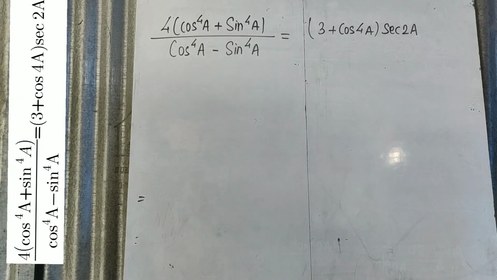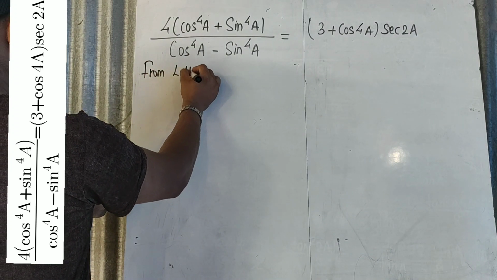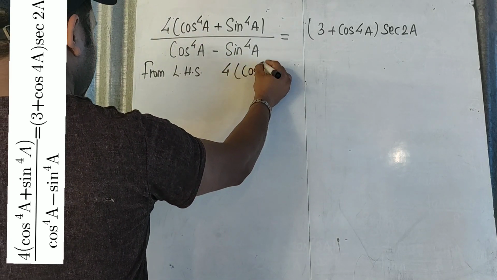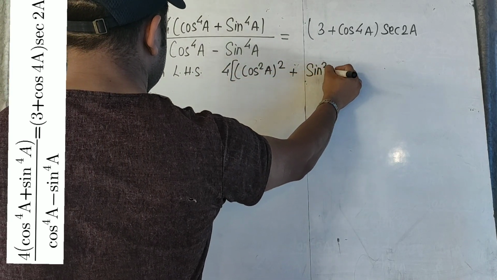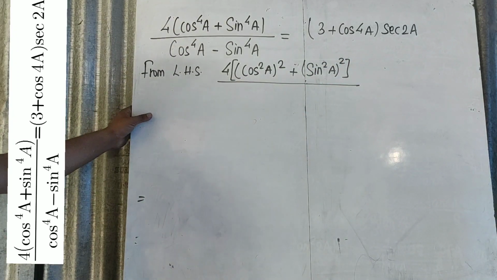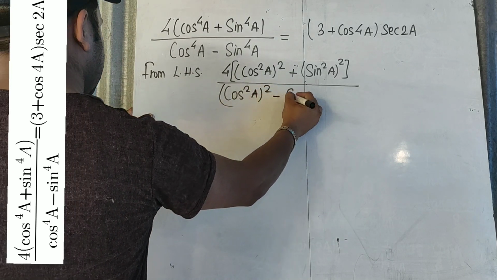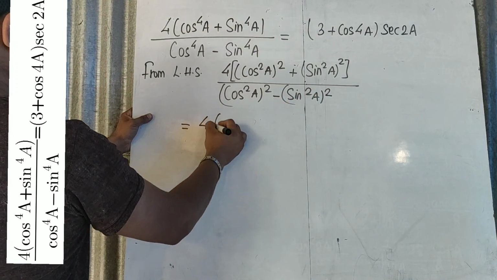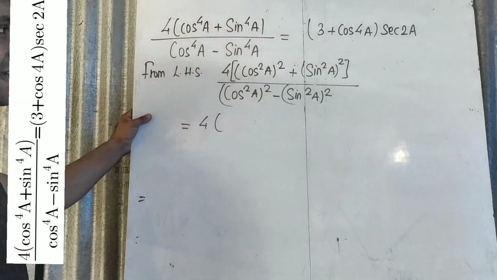Okay, we're studying this problem from the left hand side. You have 4 here. Cos power 4a plus sin power 4a can be written as cos square a whole square plus sin square a whole square. Now here also cos power 4a minus sin power 4a can be written as cos square a whole square minus sin square a whole square. The numerator, cos square plus sin square, we can compare with a square plus b square.